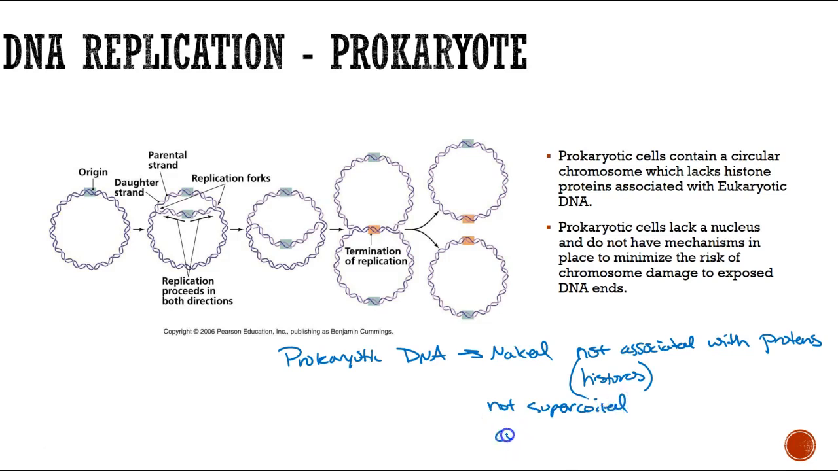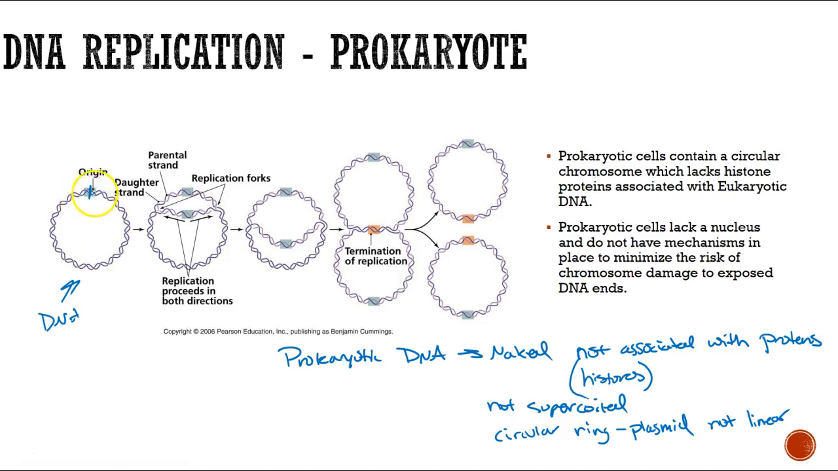And it is kept in a circular ring called a plasmid. And it is not linear like eukaryotic chromosomes are. So if we look at this ring of DNA called a plasmid, it's a circular ring of DNA, not associated with proteins, we need to look at the origin. We have an origin of replication, which is in this diagram right here at the top.